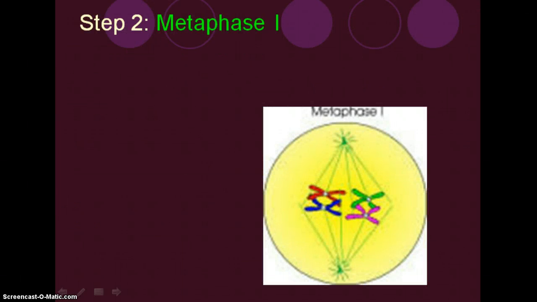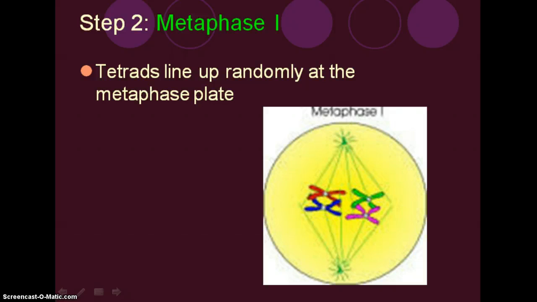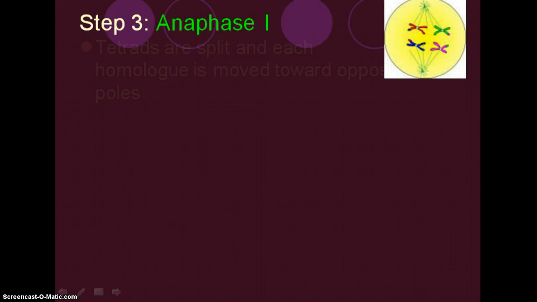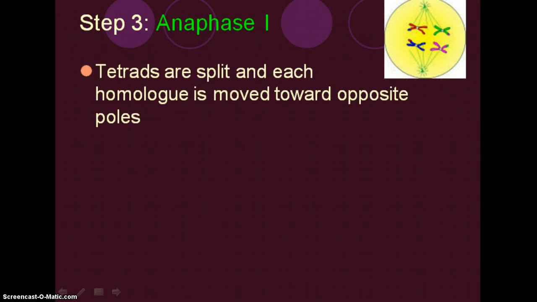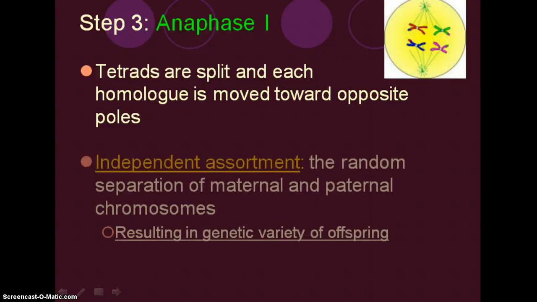Okay, step 2 is metaphase 1. In this, the tetrads line up randomly at the metaphase plate. So you can see that happening here. Again, metaphase is always where they line up across the center of a cell. Anaphase 1, the tetrads are split and each homologue is moved towards opposite poles. And you can see that happening here in that picture.